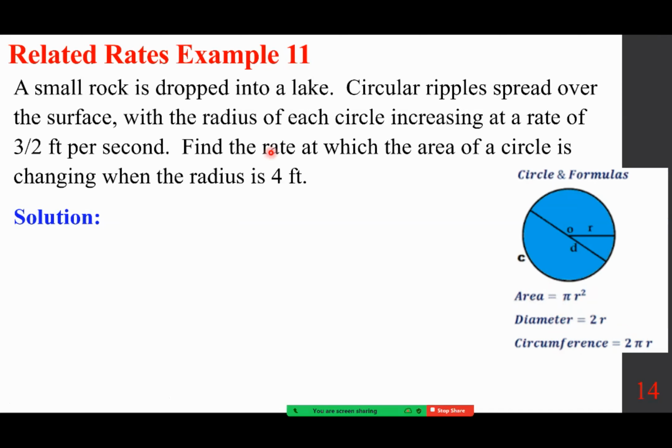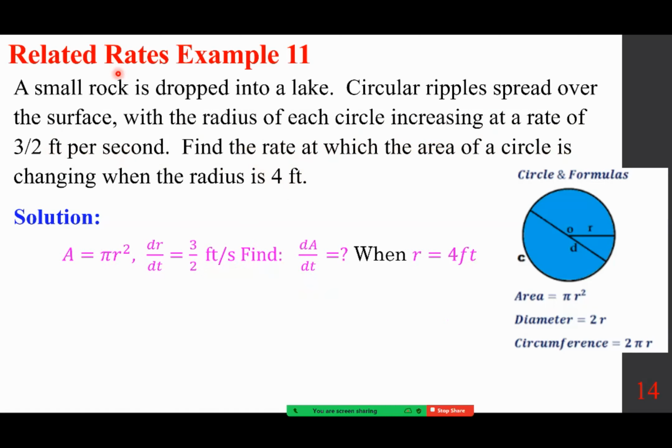We want to find the rate at which the area of a circle is changing when the radius is 4 feet. So first, we need this piece of information, A equals pi r squared. And then what is changing? The radius of each circle is increasing at a rate of 3/2 feet per second. That means dr/dt is 3/2 feet per second. What are we looking for? The rate at which the area is changing. We want dA/dt when r is 4 feet.